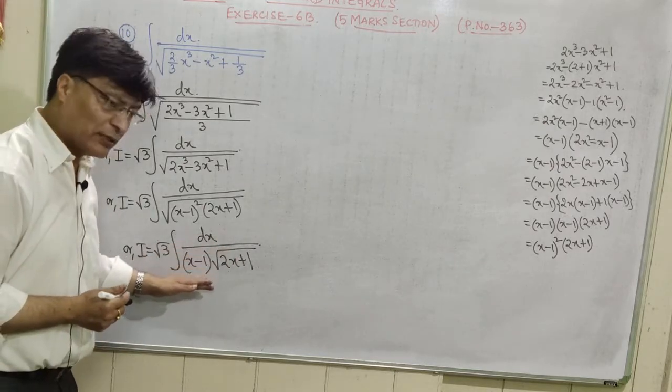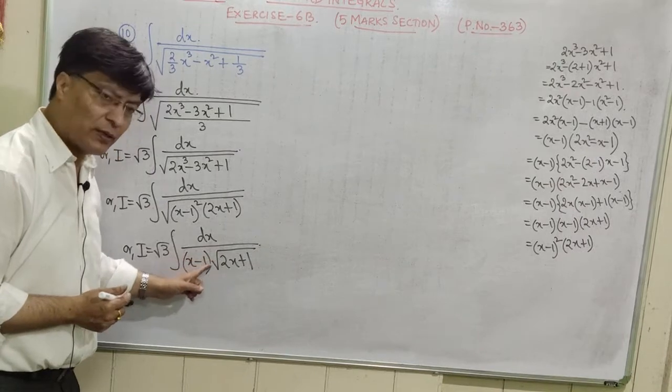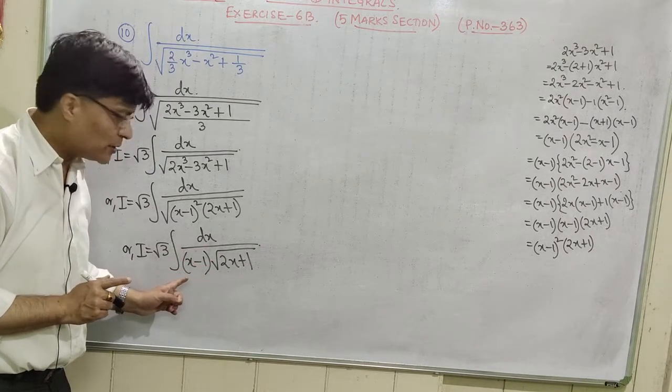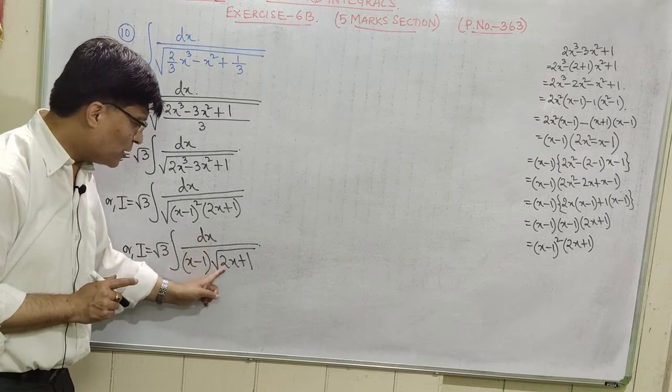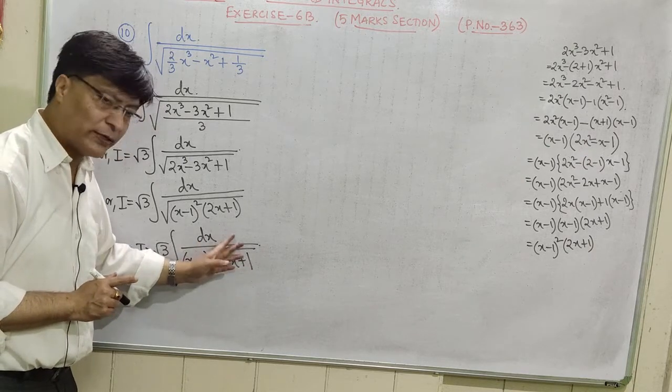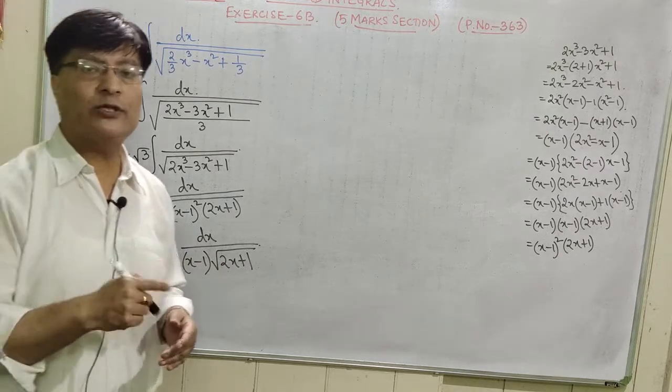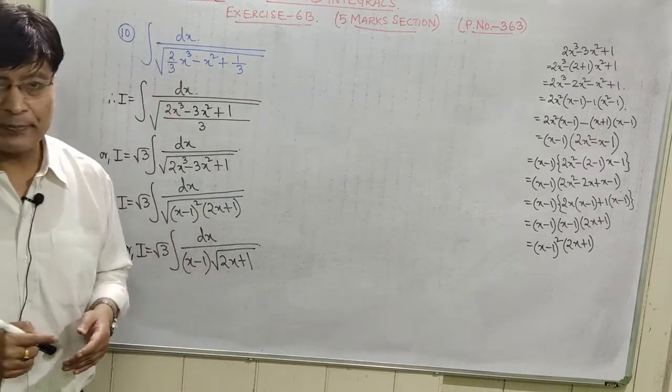Both are in the denominator. Here the power of x is 1: x minus 1 is outside the square root, and that is a linear expression in x. Under the square root there is 2x plus 1. Here also the power of x is 1, so that is also a linear expression in x. So we can use the first method in this case.